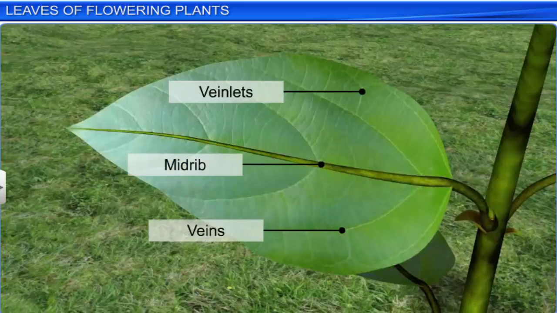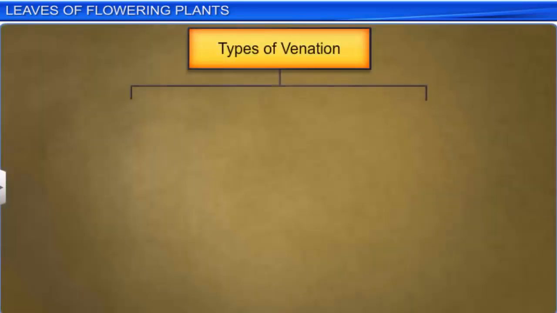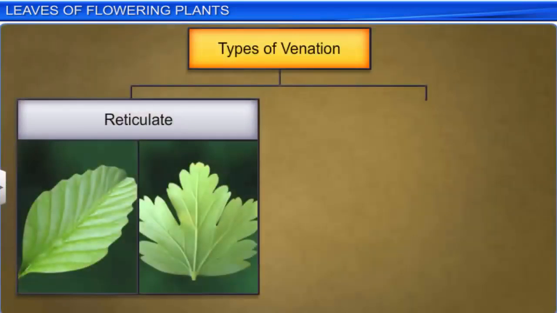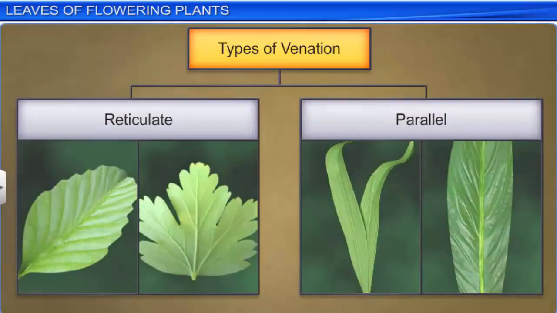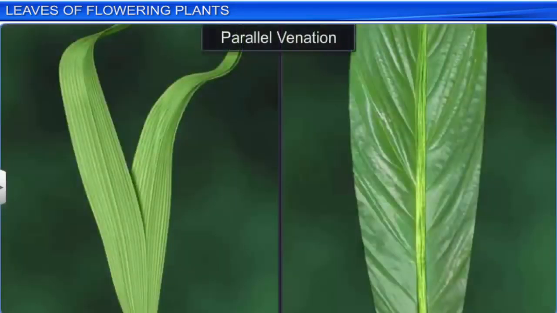The arrangement of veins and veinlets in a leaf blade or lamina is called venation. Venation is of two types: reticulate and parallel. In reticulate venation, the veins within the lamina form a network, a characteristic that is common to dicotyledonous plants. In parallel venation, the veins run parallel to each other, a characteristic typical to monocotyledonous plants.